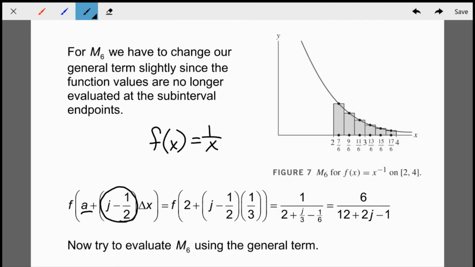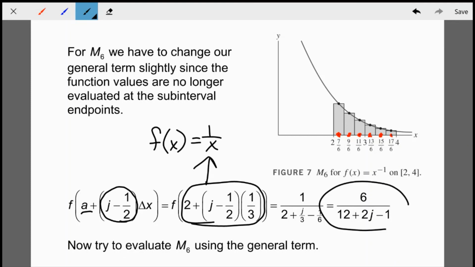Let me do that in a different color. First half delta x gets me here. And then I add another delta x to that. And now I'm just adding a delta x each time to get from one point to the next. So that's how that formula is just slightly different. And what's also a little messy here, this is what I've got to plug in to that equation. I've got to plug that into the 1 over x and simplify it down. And it simplifies down with some algebra into 6 over 12 plus 2j minus 1.